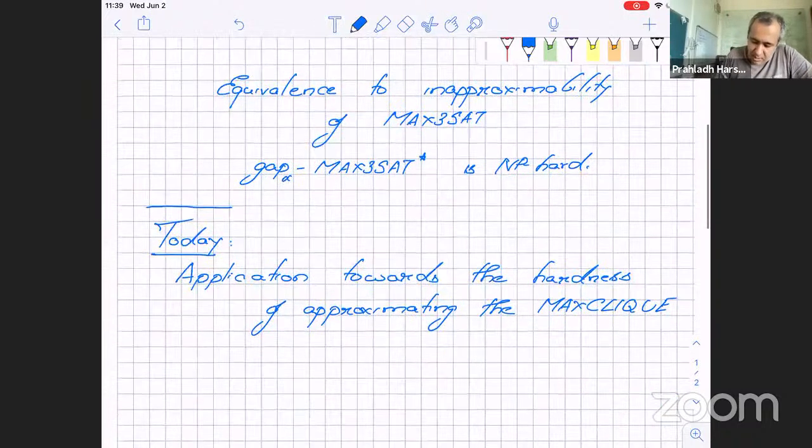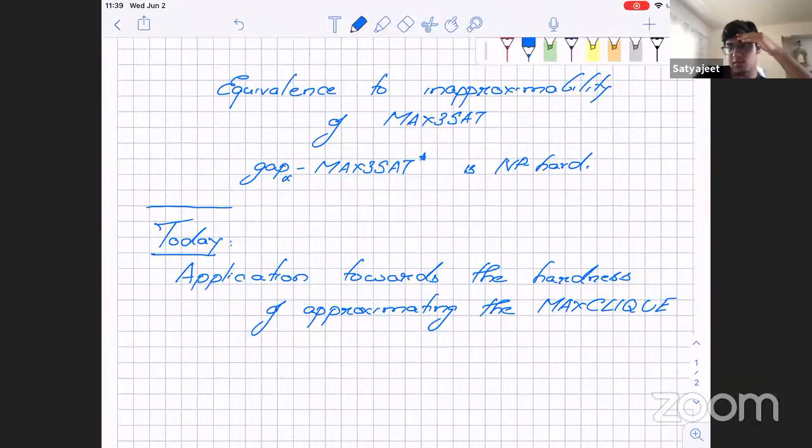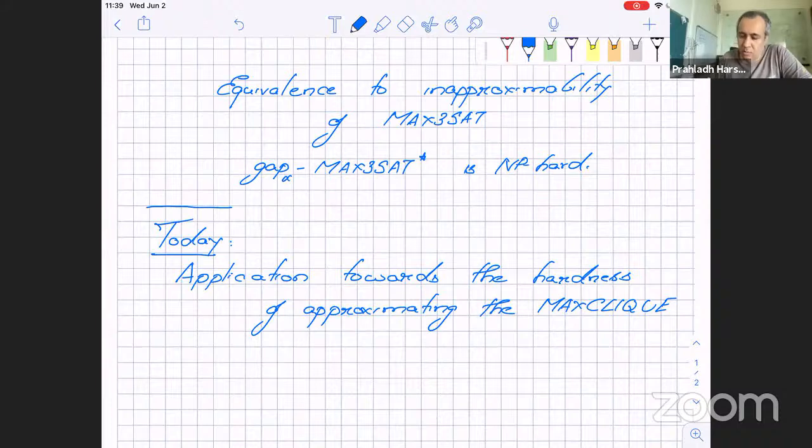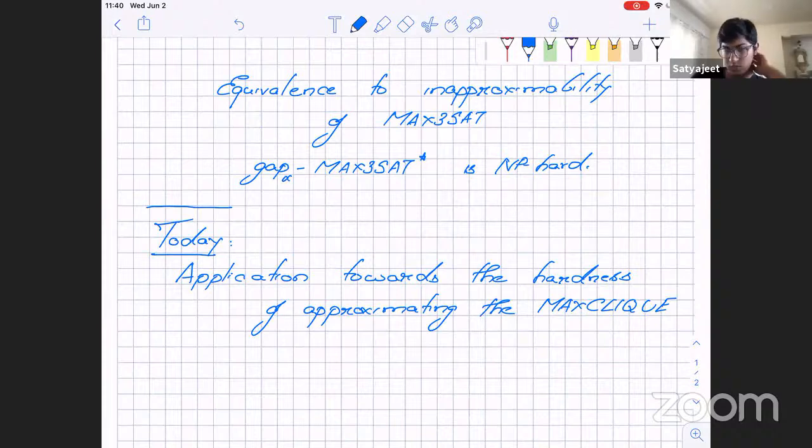Could you just define clique once again? Clique is a set of vertices in a graph such that every two vertices in that set are connected by an edge. It's a complete graph. A clique is a complete graph.